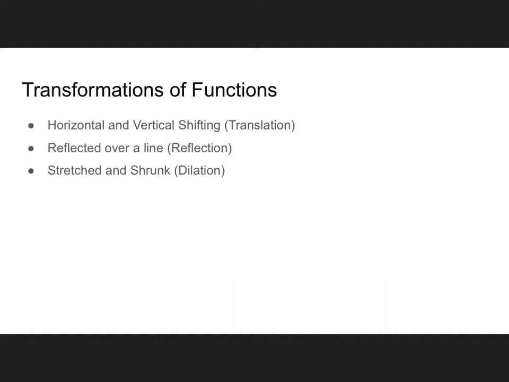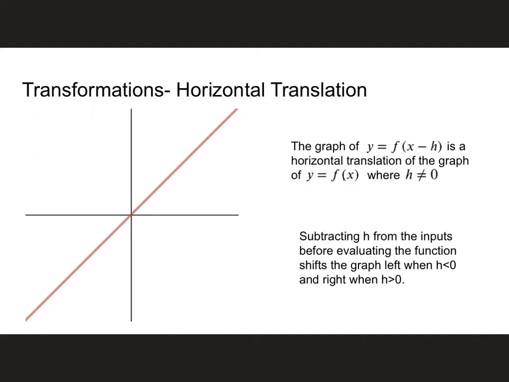So we're going to be looking at some of the transformations that we had talked about in the last section, specifically in how they relate to linear and absolute value equations. So we're going to look at a horizontal and vertical shift and the reflection over a line in this particular section. We're going to save stretching and shrinking for another day.